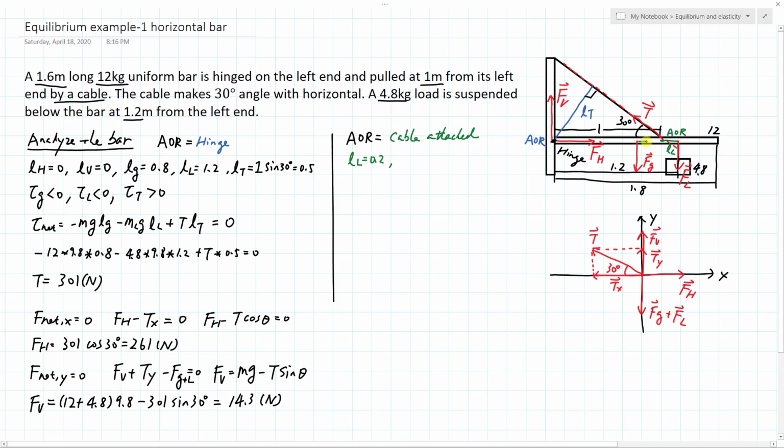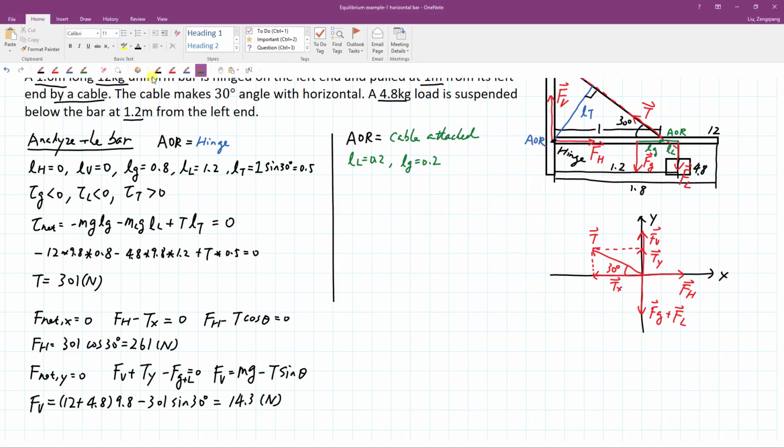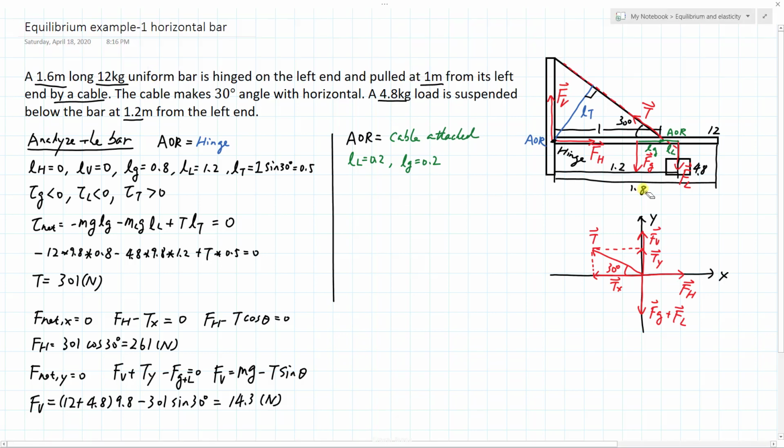And the lever arm to the gravity here, this is lever arm gravity, is 0.9 meters. Let's see. Sorry, not 0.9 meters, 0.8 meters. And here's 1 meter, so this lever arm is 0.2 also. So lever arm G is 0.2. That should be 1.6.